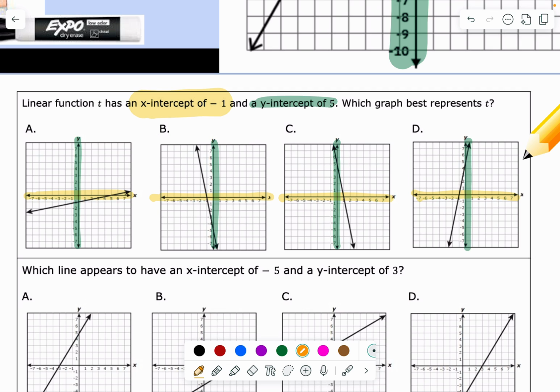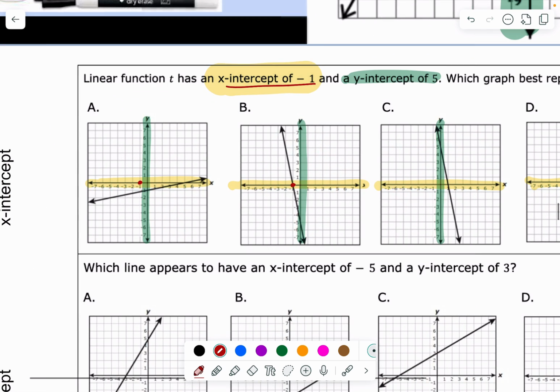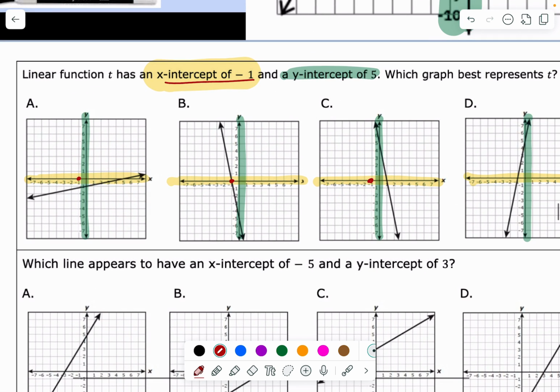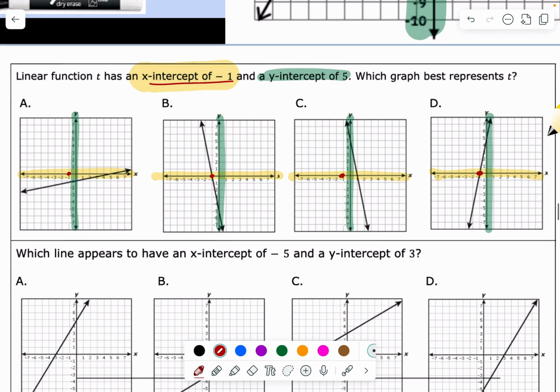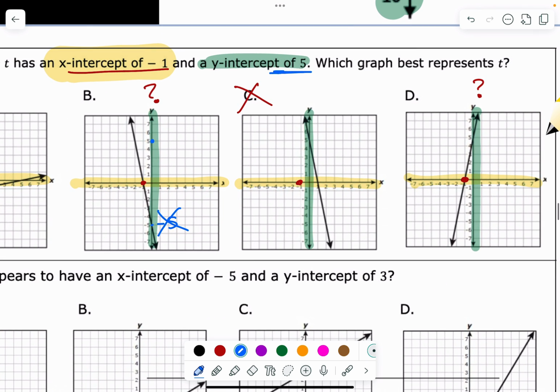So when I'm doing this, I'm going to start with the x-intercept of -1. That means I should be touching here at -1. The only two answers that can be my answer are B and D because they both touch -1 on the x-axis, not C or A. Now if I look at +5, B touches -5, so this wouldn't be good. So I want to touch +5. So D would be my correct answer.